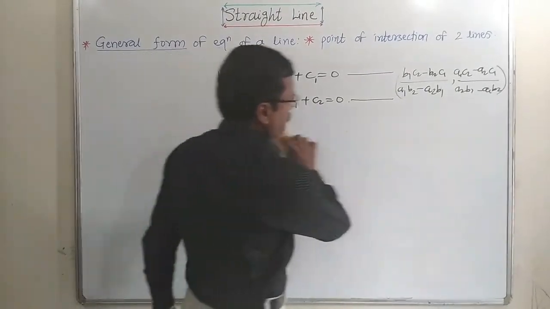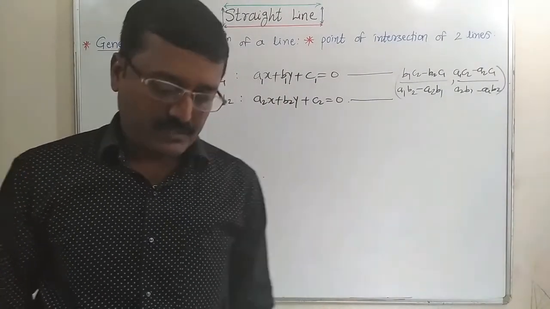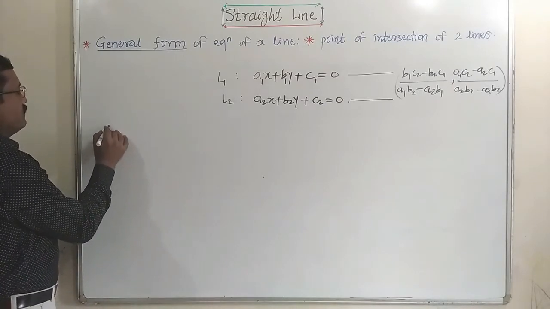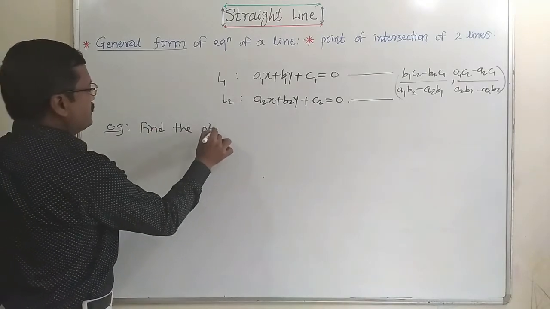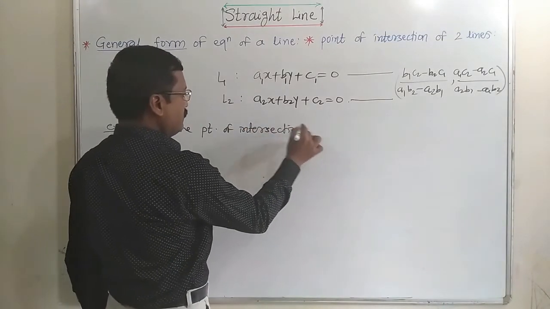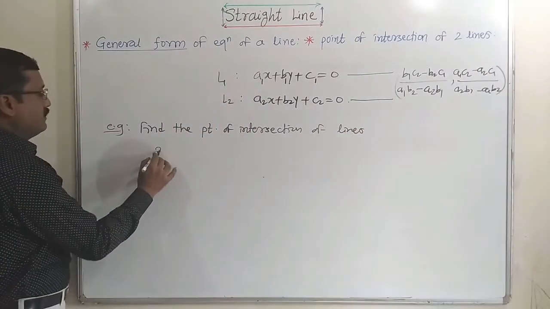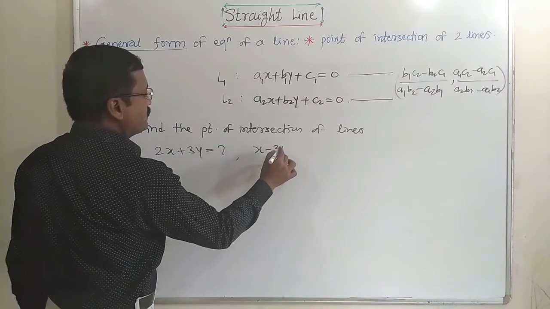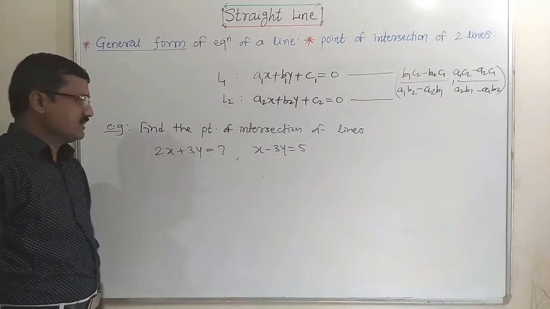Actually, you have solved so many examples of finding the solution of two linear equations in two variables. For instance, I will take here two lines. Example: find the point of intersection of lines 2x plus 3y equal to 7 and x minus 3y equal to 5. I have taken any numbers so that we get these two lines.